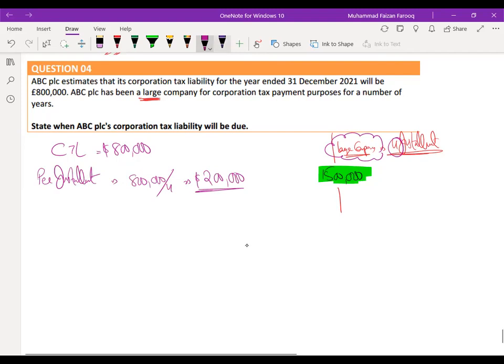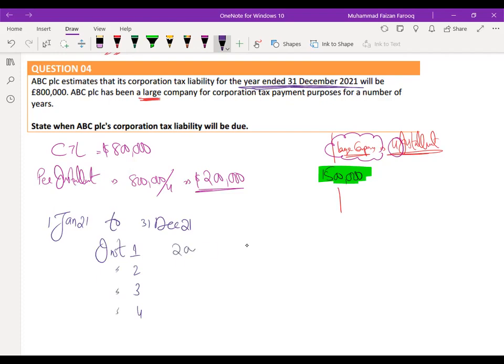No. Now very carefully, how to identify the dates? We need to write the year end, and it should be the complete year, 1st January 21 till 31st December 21. Am I right? Right. Installment 1, 2, 3, and 4. Amounts will be 200,000 each. What I wrote till now, any questions in your mind, please? No question. Except the dates, I just completed the question, right?